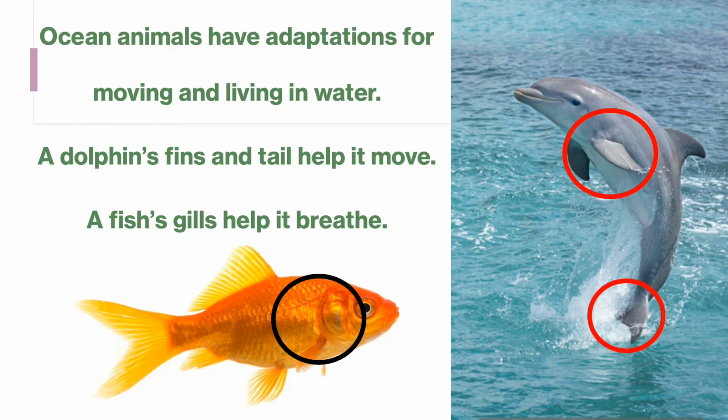Ocean animals have adaptations for moving and living in water. A dolphin's fins and tail help it move. A fish's gills help it breathe.